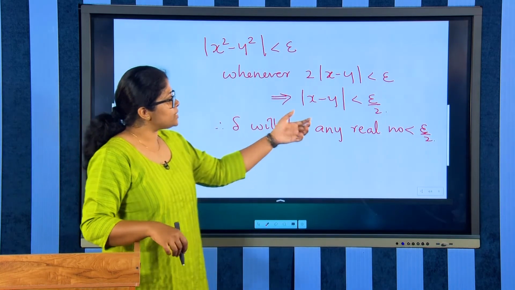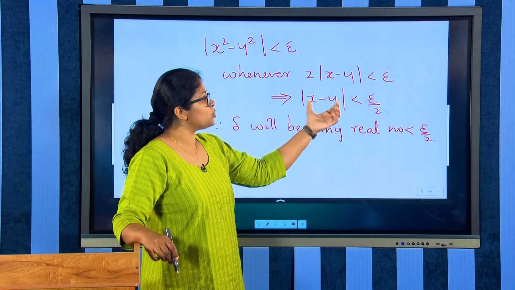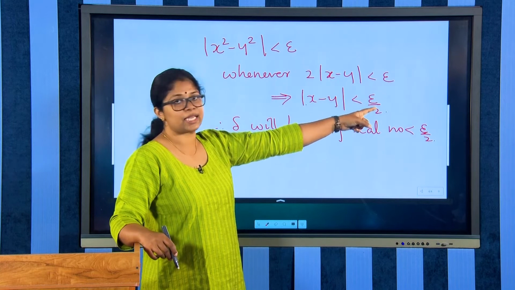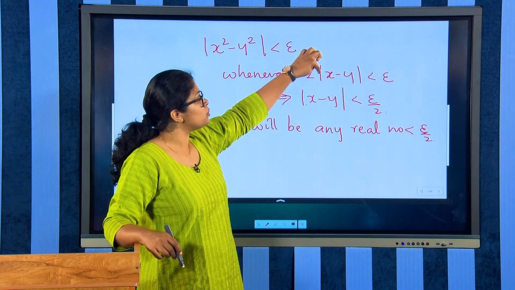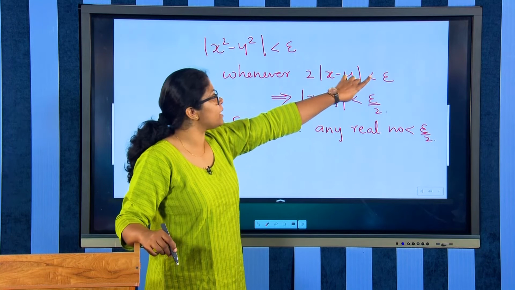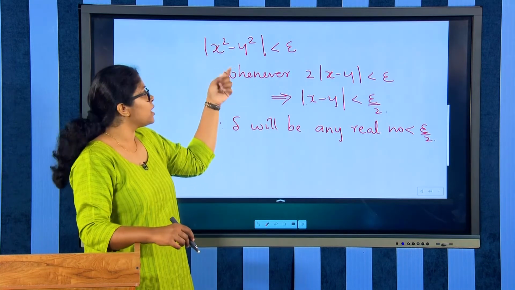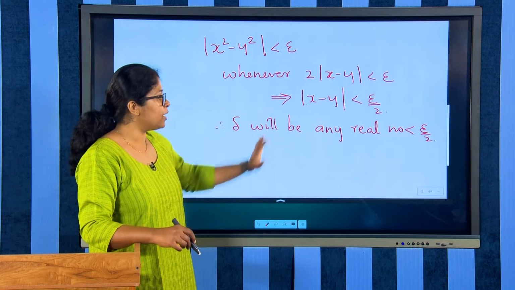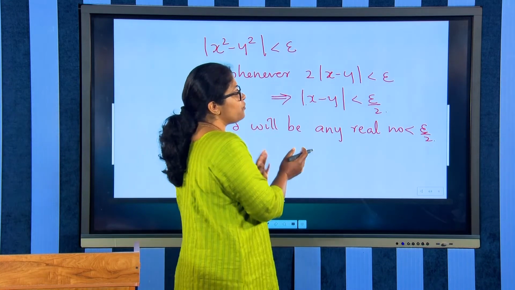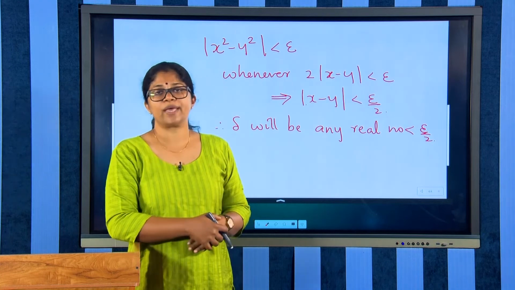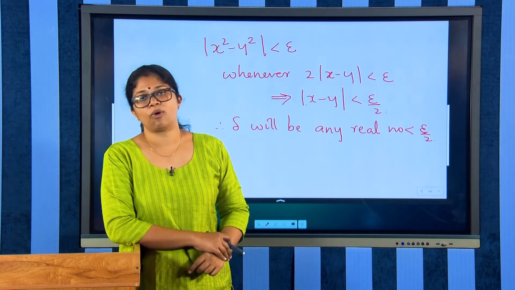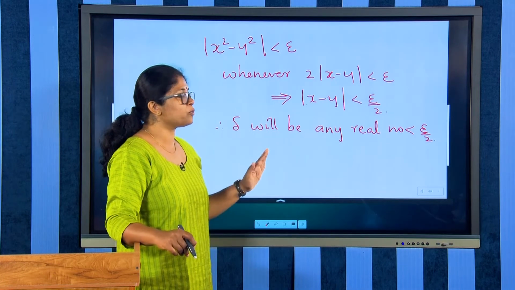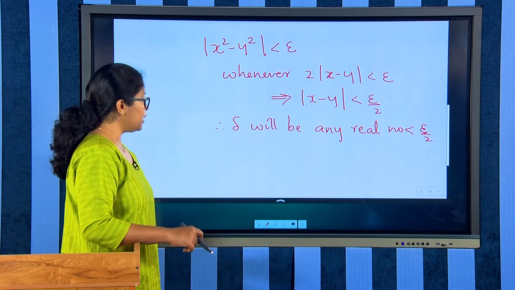So if delta is any real number less than epsilon by 2, whenever modulus of x minus y is less than delta, modulus of x minus y becomes less than epsilon by 2, and so 2 into modulus of x minus y becomes less than epsilon, which forces modulus of x square minus y square also to be less than epsilon, which is exactly required for showing that f of x equal to x square is uniformly continuous on the closed interval 0 1. So that is how we prove uniformly continuous functions.